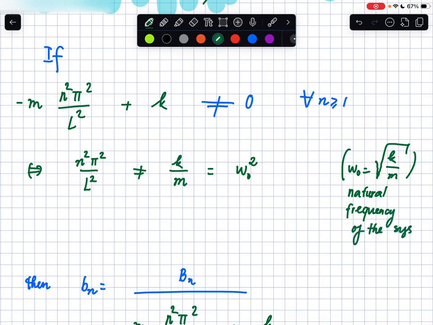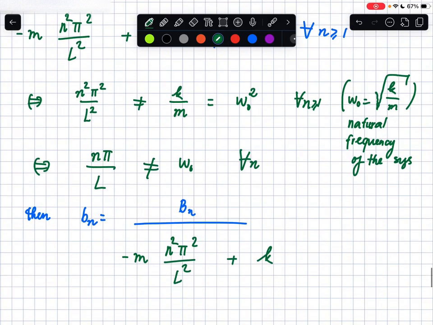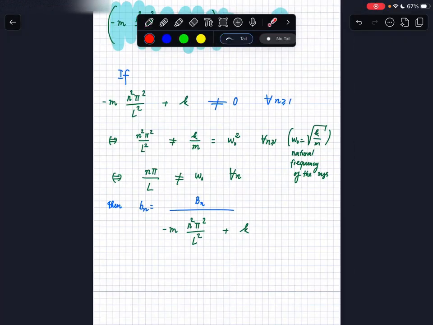So as long as we have this condition for all n greater than or equal to 1, which means that omega is not zero, actually is always positive, n positive, pi positive, L is also positive. So you can square root both sides. n pi over L different from the natural frequency of the system for all n. Then we can find bn. So under this condition, we found bn.